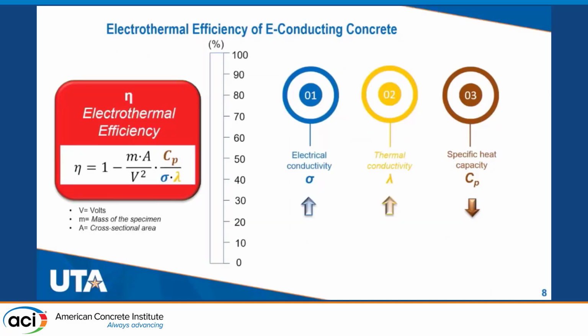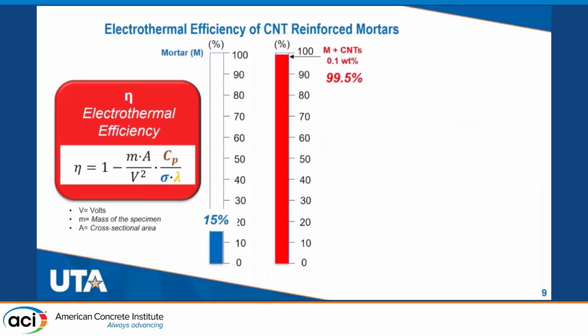So, it is apparent that dispersed carbon nanotubes contribute to the nanocomposite's ability to convert and apply the electrical energy, because we apply electrical energy to measure all these values, to thermal energy. And from the equation here, we can summarize all this research using this equation, the electrothermal efficiency, that we can calculate using the electrical conductivity, thermal conductivity, and specific heat capacity values.